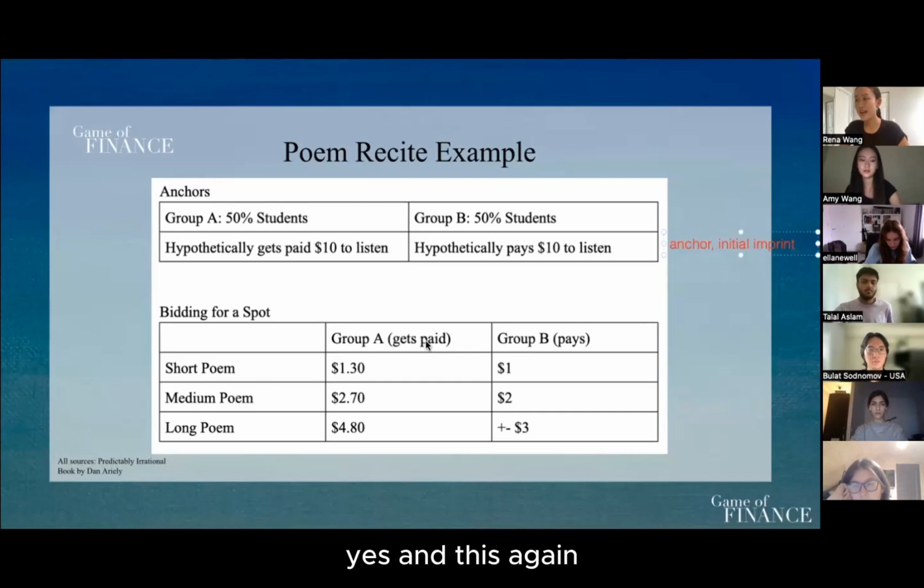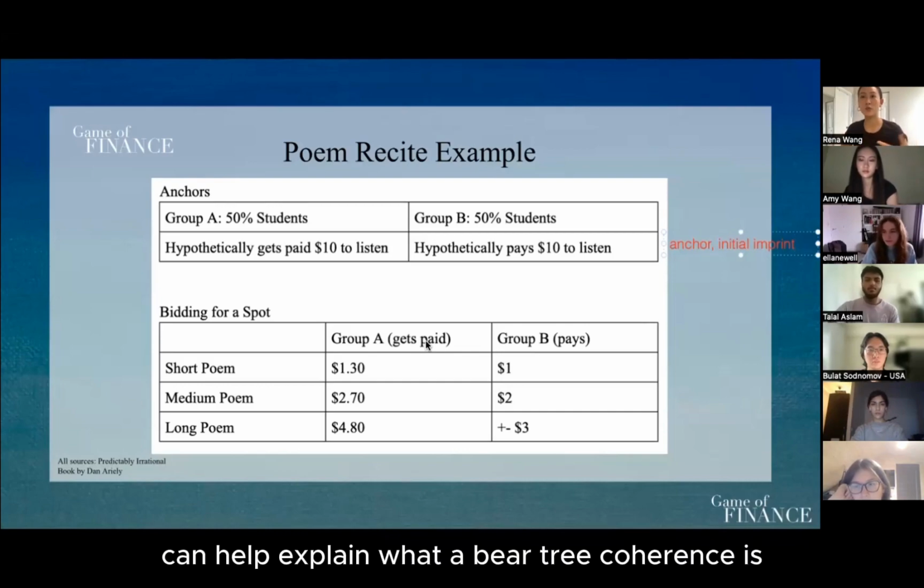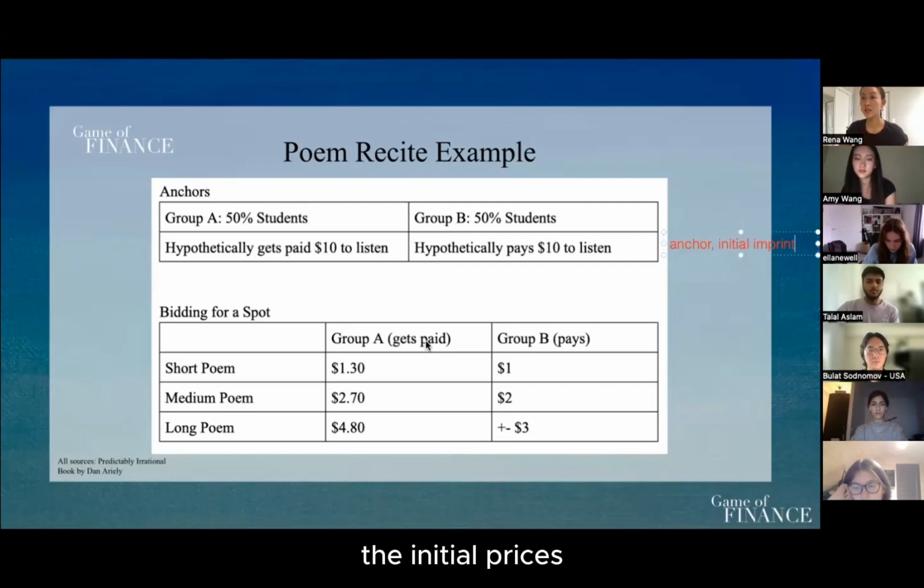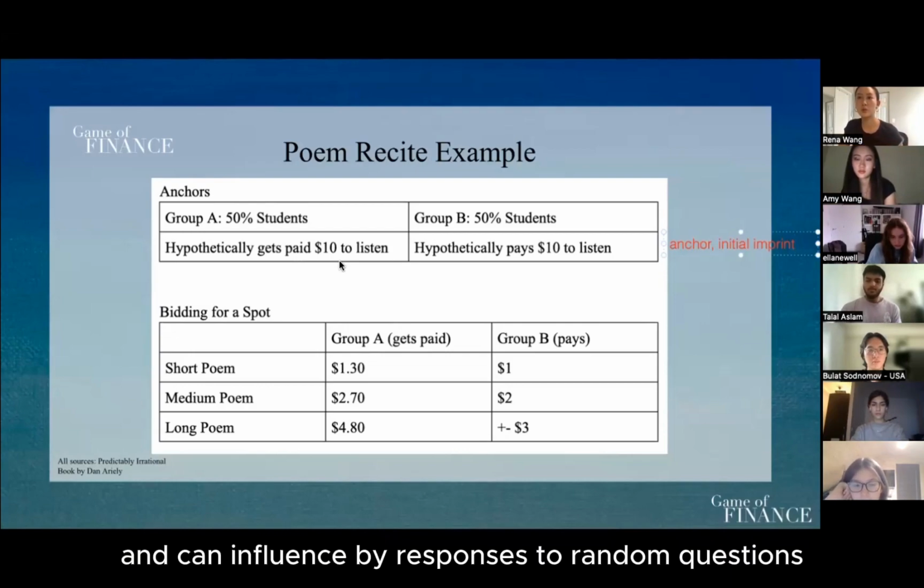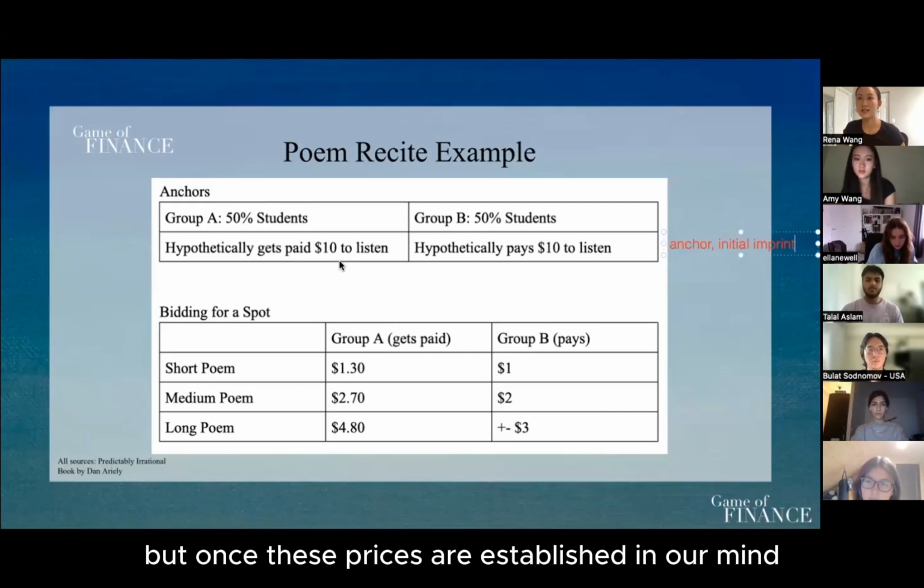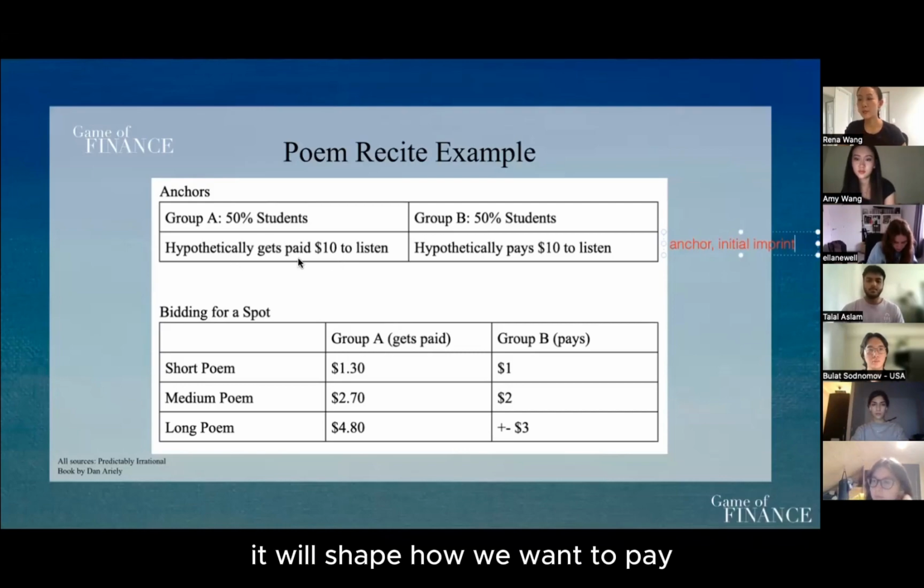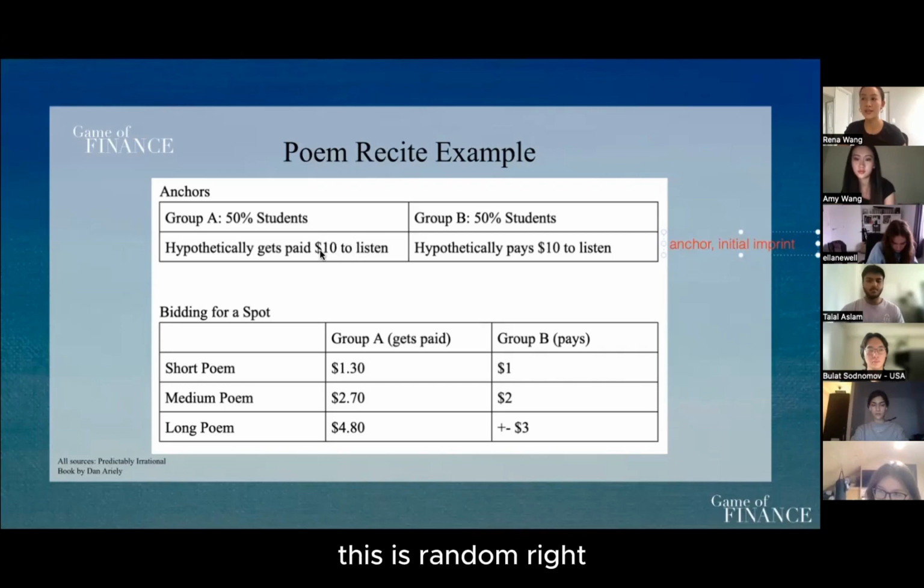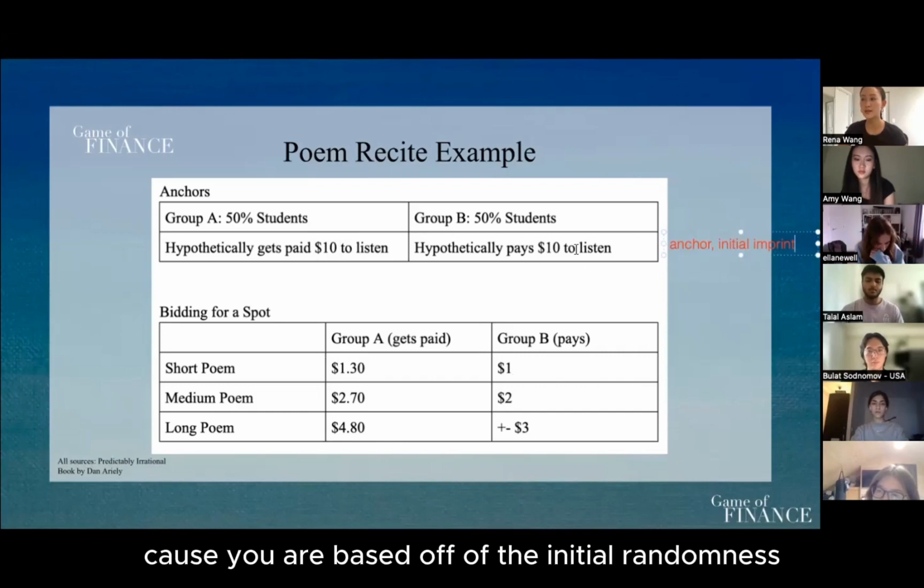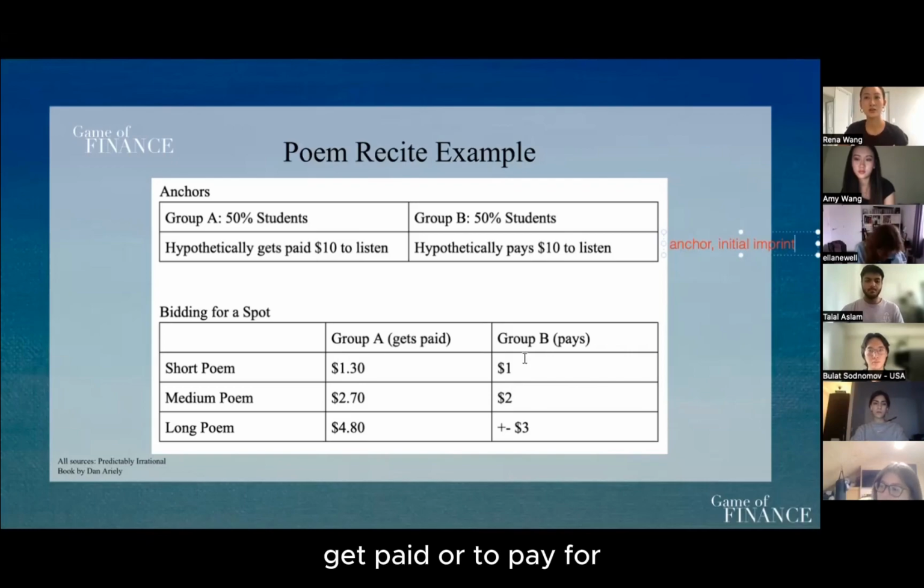Yes, and this again can help explain what arbitrary coherence is. The initial price, the $10, is largely arbitrary, right? It's very random and can be influenced by responses to random questions. But once these prices are established in our mind, it will shape how much we want to pay or get paid for a specific item. For example, this is random, right? But this is not. This is logical because you are basing what you get paid or pay on the initial randomness. So this is very interesting.